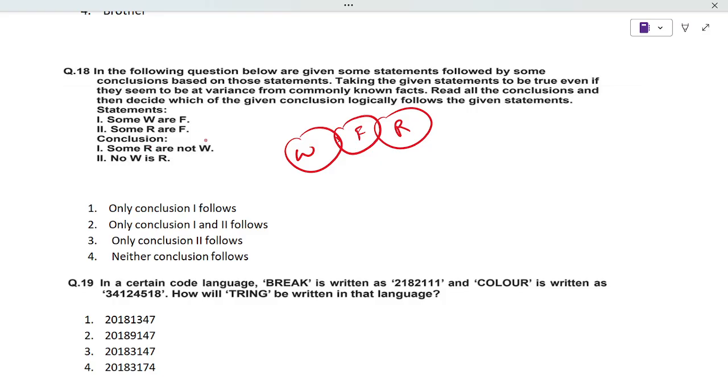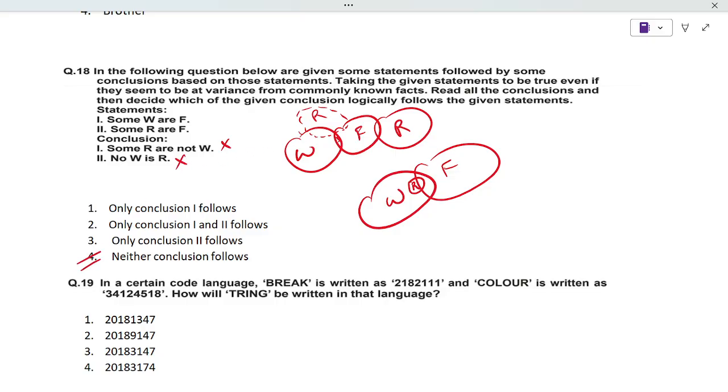We have to check whether R can be drawn touching W. Yes, we can also write this way, right? W is here, F is here. So we're not violating this statement. So it can be done, so it's false. No W is R. Can W and R touch? Yes, they can touch also. Without violating the statement, we can write this way also by touching R and F, R and W, R, W and F, right? Because W and R, they can touch. So if they can touch, answer is what? False. So here neither 1, 2 follows.